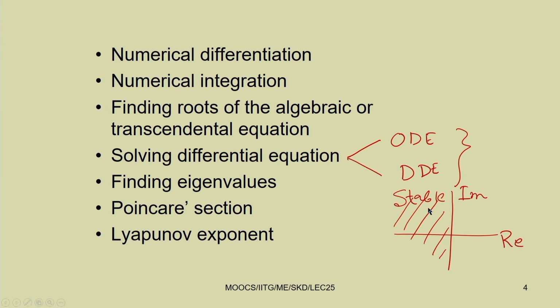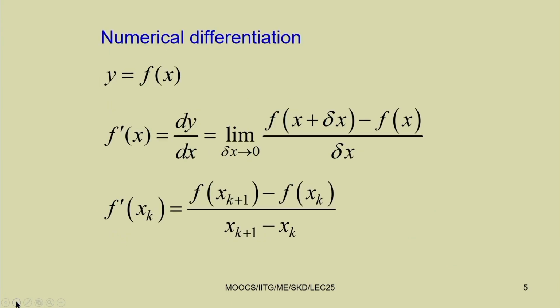We can also discuss how we can reduce the order of the system by using the Poincare section. Then we will study how to characterize the chaotic system by using the Lyapunov exponent. All these things we will study in the next 2 classes. So, a total of 3 classes we will take for numerical methods, including today's class. Today, let us see how we can find numerical differentiation.